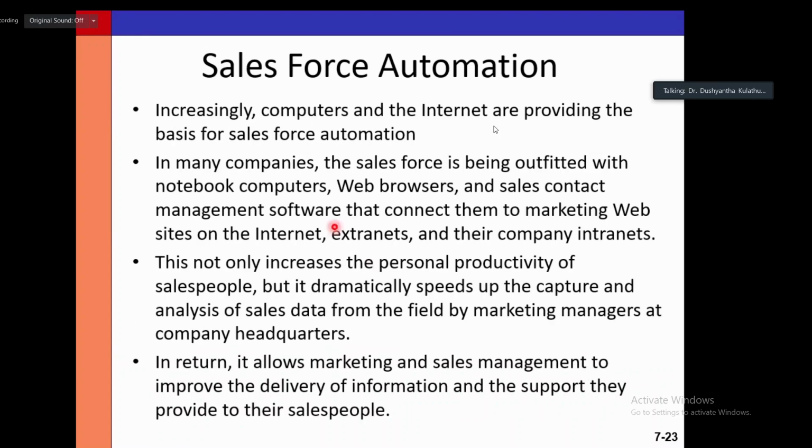We'll move forward to Salesforce automation. Increasingly, computers and the internet are providing the basis for Salesforce automation. So Salesforce automation is supported by these computers and internet technologies. In many companies, the Salesforce is being outfitted with notebook computers, web browsers, and sales contact management software that can connect them to marketing websites on the internet, extranets, and their company intranets.